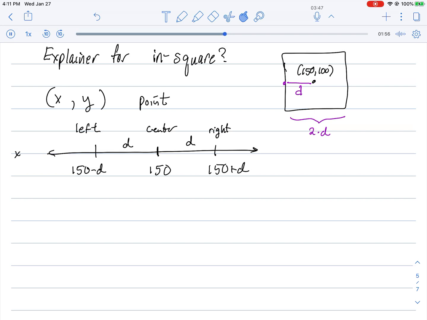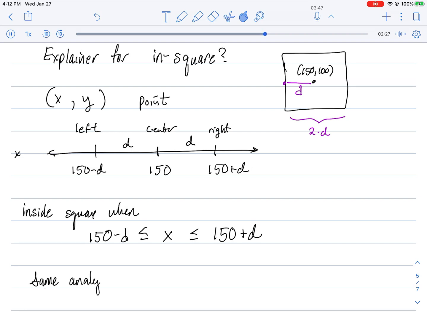So now we're wondering what values for x would be inside the square. So horizontally speaking, where are you allowed to be and potentially be inside the square? So you're inside the square when 150 minus d is less than or equal to x, less than 150 plus d. Okay? And now do the same thing for y.